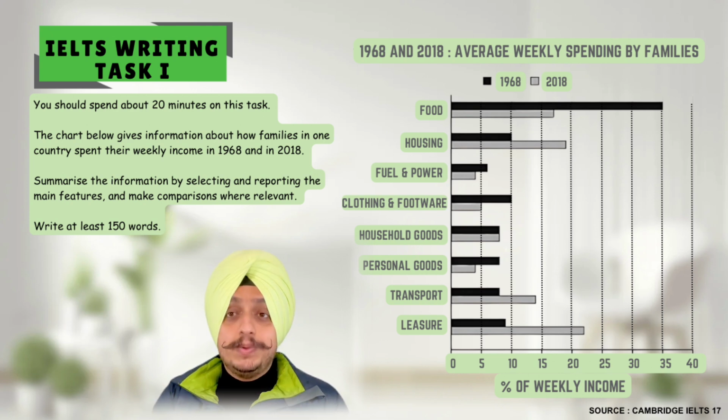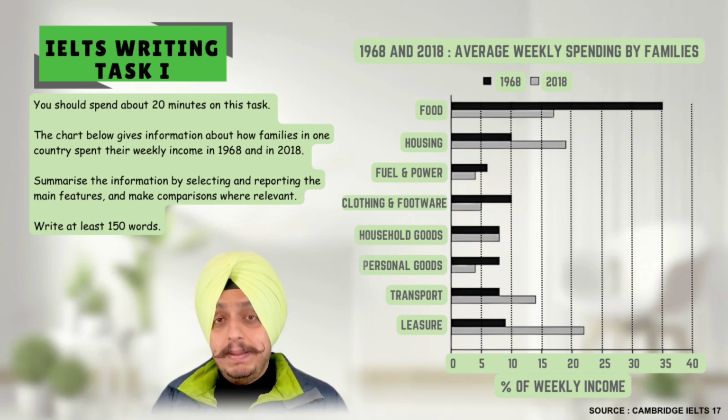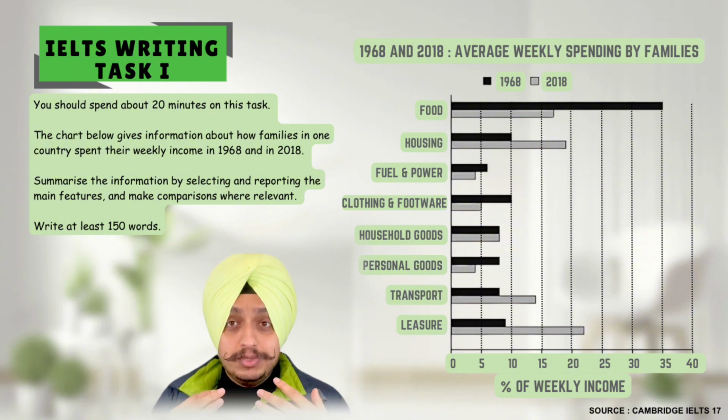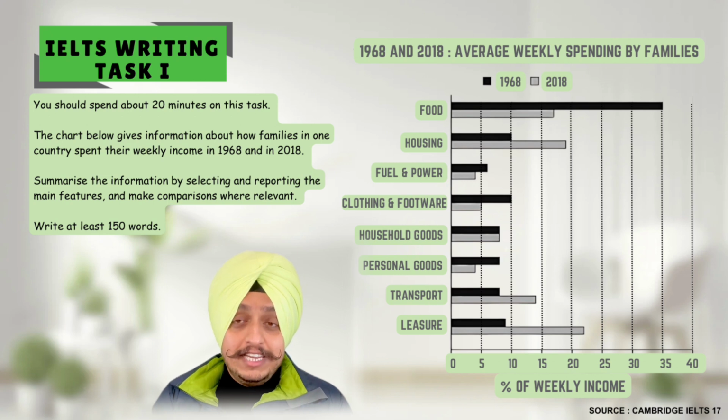You should spend 20 minutes on this task and then you will have the question prompt. In this case, it is: the chart below gives information about how families in one country spend their weekly income in 1968 and in 2018. And then you will have the actual question prompt. Summarize the information by selecting and reporting the main features and make comparisons where relevant. Write at least 150 words.